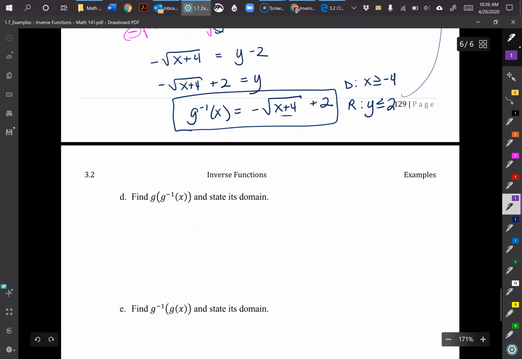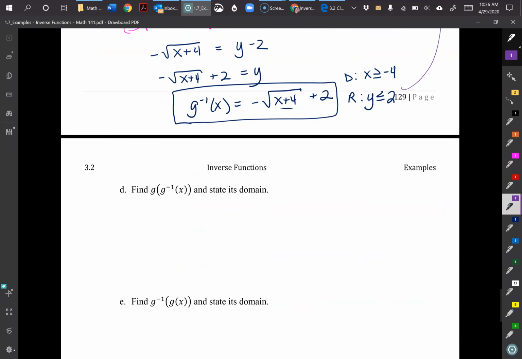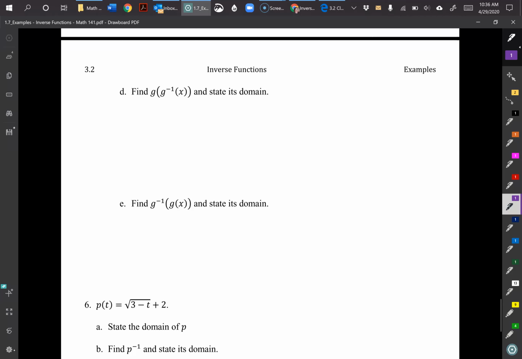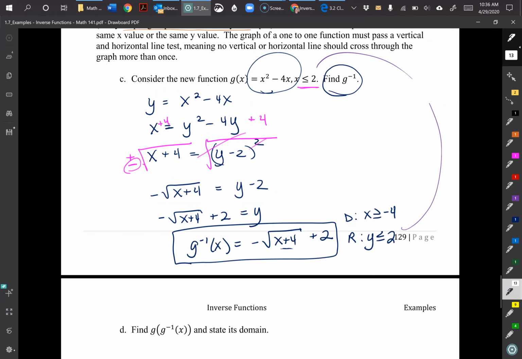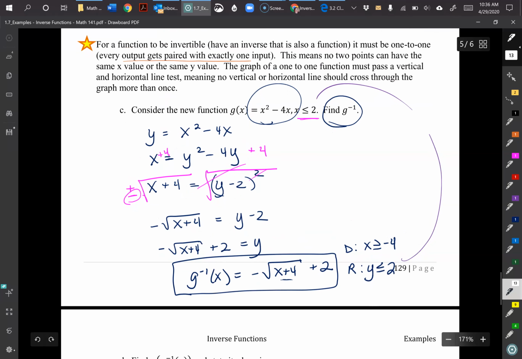Okay, I probably should have added this in the other video, but it was getting really long. So here's the last couple examples. Referring back to what's listed as page 129, although these are kind of mixed up, we have this function that we were working with, the parabola that we cut in half to make it one-to-one. We figured out its inverse right here. Now we're going to check to see if that's accurate.